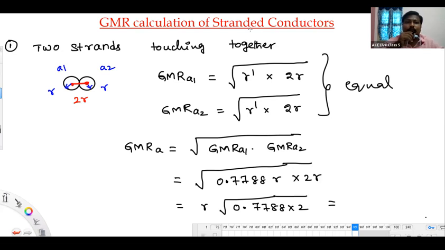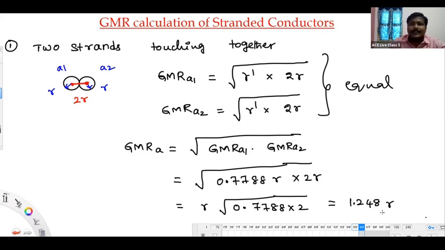I'll move to the next slide to take up some more calculations of GMR of stranded conductors. It's 1.248 times small r. Okay, so I'm taking the next slide.